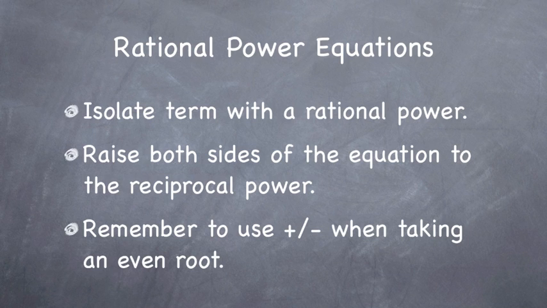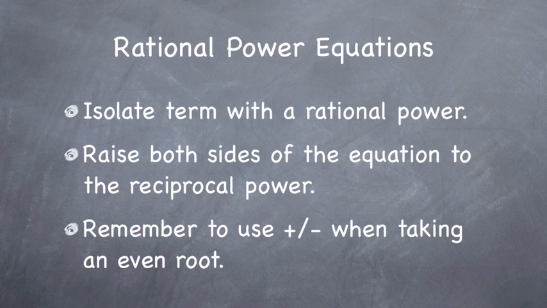Once you get that isolated, you're going to need to raise both sides of the equation to the reciprocal power. So just flip it. Do not change the sign. So for example, if we were raising it to the 2/3 power, we would want to raise both sides to the 3/2 power. If we were raising it to the -3/4 power, we'd want to raise both sides to the -4/3 power. Again, keep the sign the same. Do not change the sign, but we are going to raise it to the reciprocal power.